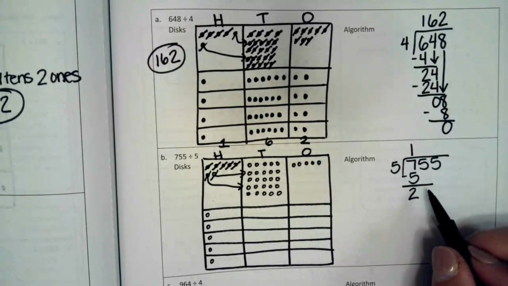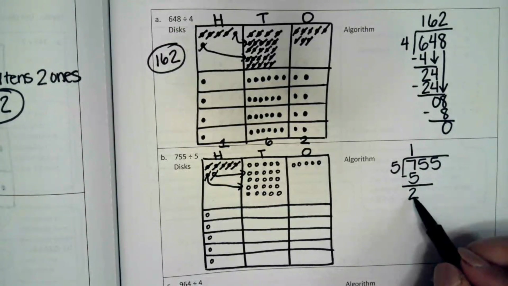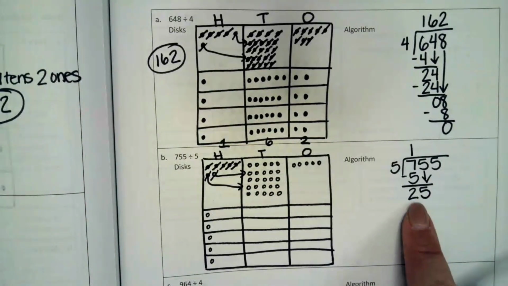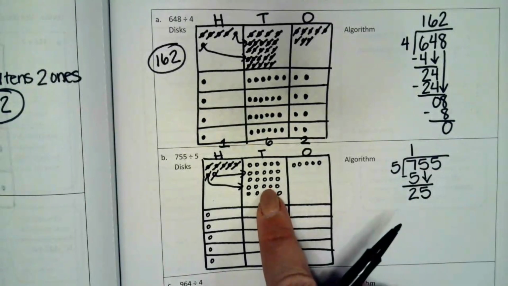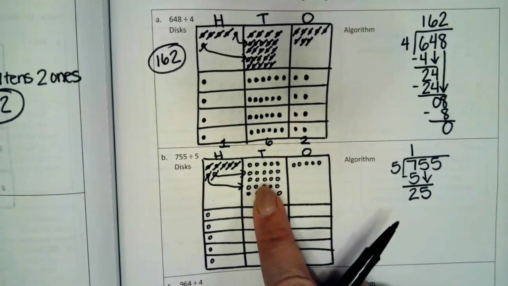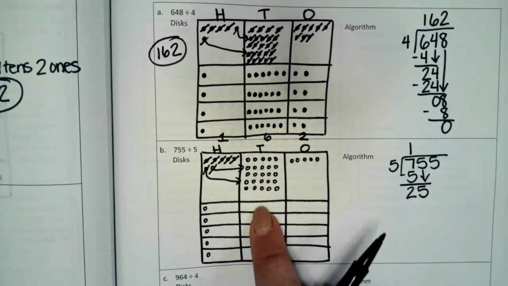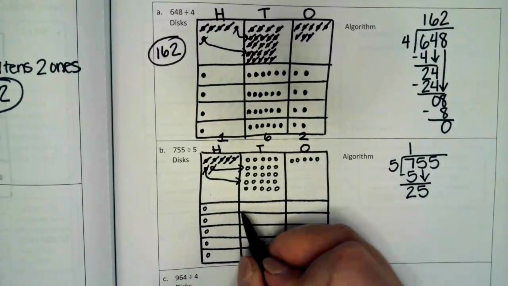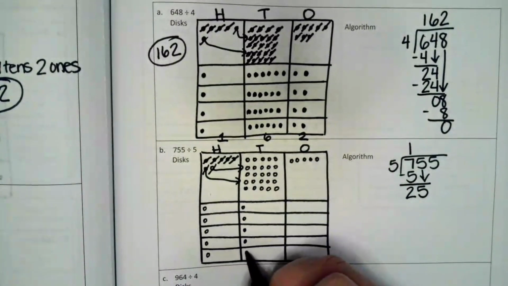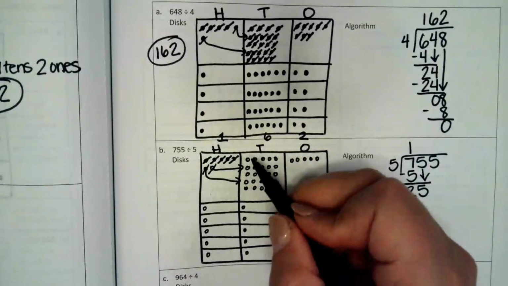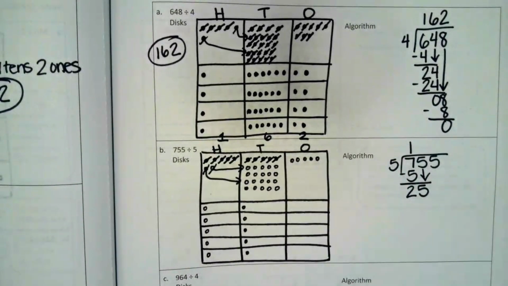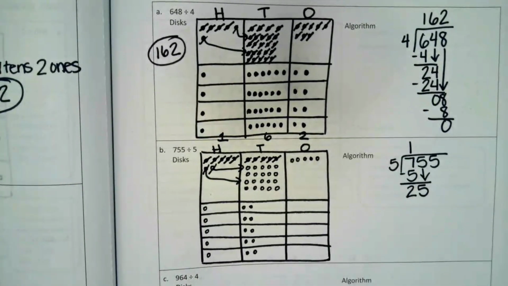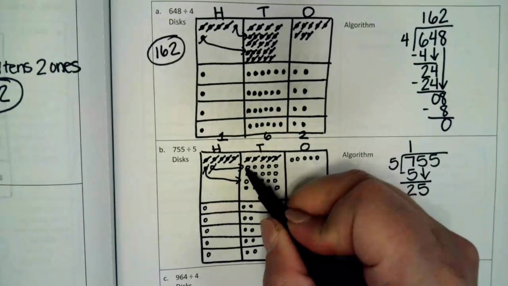Okay, let's look over here on the algorithm. We did 7 minus 5 equals 2. Our next step is to bring down the 5. Now look what we have, 25, just like there are 25 tens discs. Now we're going to distribute our 25 tens discs into the 5 equal groups. Start by putting 1 in each group. We used 5, so cross off 5. Let's do 1 more in each group. We just used 5 more. Cross off 5 more.